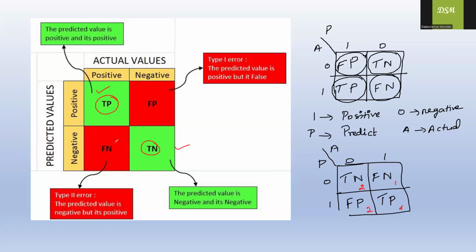Let me change the color. Predicted negative, actually positive. So false negative. So if you come here, this is predicted positive, and actually it is negative. So predicted positive, that is wrong. So false positive. That's it.